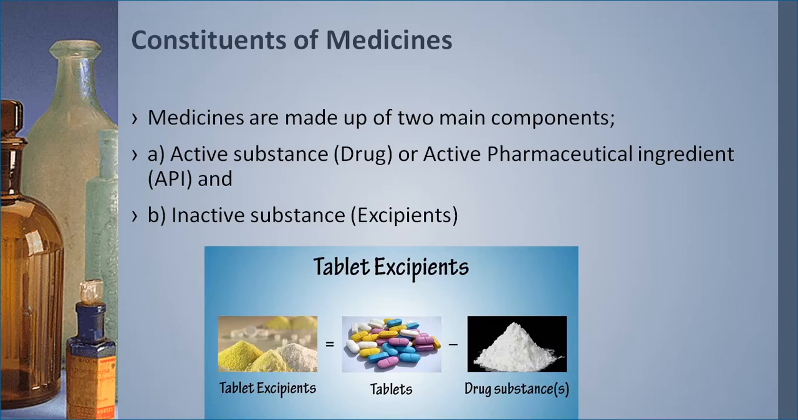When we did Module 1, we learned about how medicines were discovered, and I hope you still remember, by accident and all those things. In this module, we are going a little bit deeper. Medicines are made up of two main parts. The first part is called the active substance or the active pharmaceutical ingredient, normally called the API. Then we have another part called the inactive substance or the excipient. So medicines have the active pharmaceutical substance and the inactive substance or excipients.